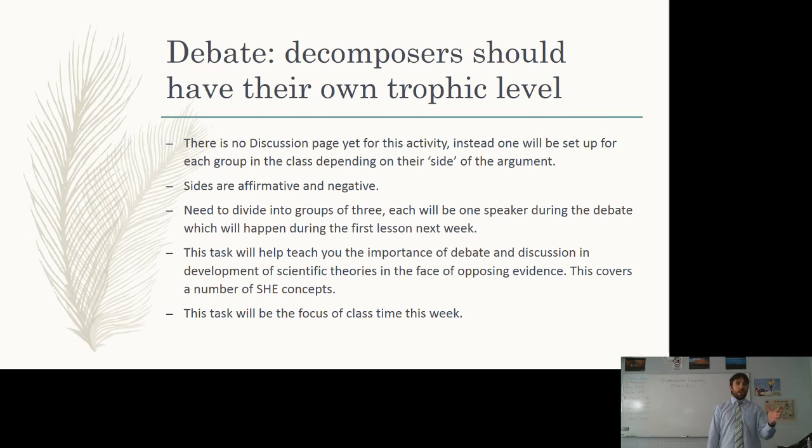Now you choose your side, either affirmative or negative, but you'll need to divide yourselves into groups of 3. In each group of 3, everyone will be a speaker at one point during the debate, and this will happen within the next week. This task will help teach you the importance of debate and discussion in the development of scientific theories in the face of opposing evidence. And this is covering a number of key concepts. Lastly, the task will be the focus of the remainder of this week and going into next week as well. So we'll have this debate towards the end of next week, week 2.